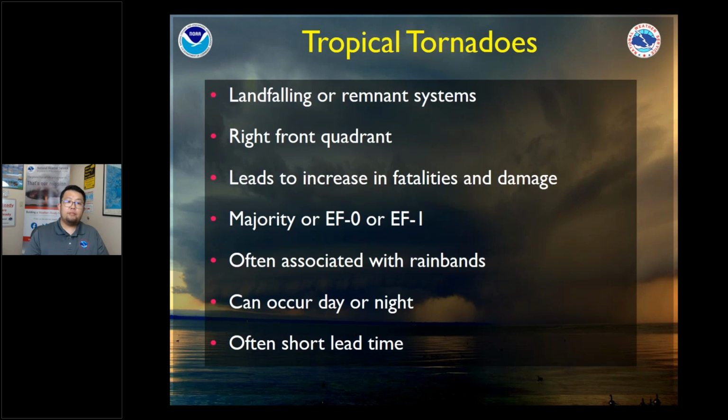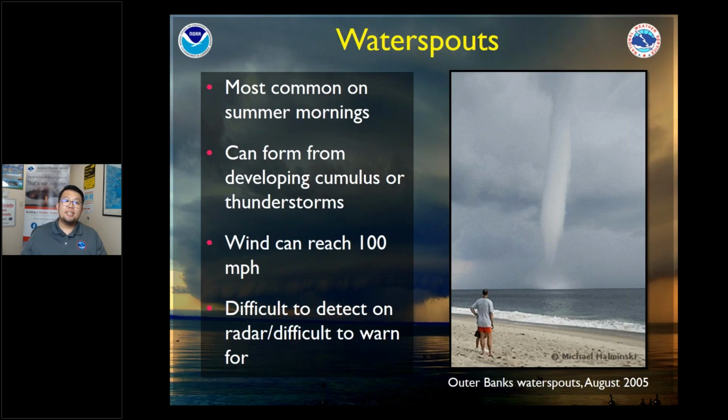These lead to increased fatalities and damage and can occur at day and night. And again, those nighttime tornadoes, they're the worst because it's pitch black outside and you can't see it physically with your eyes when it's coming, and that's when we really rely on the radar. And it's often a short lead time, so really not a great thing to have to watch out for. But that's where we live. This is Eastern North Carolina, and tropical hurricane season is just right around the corner.